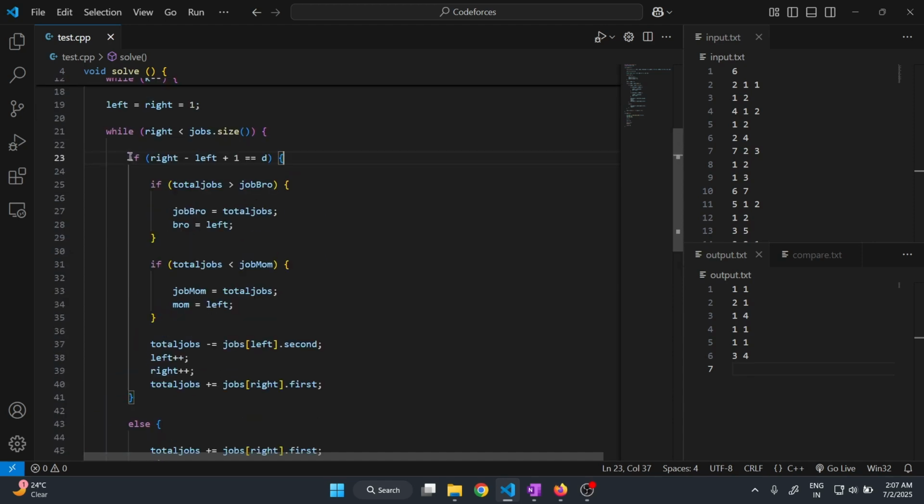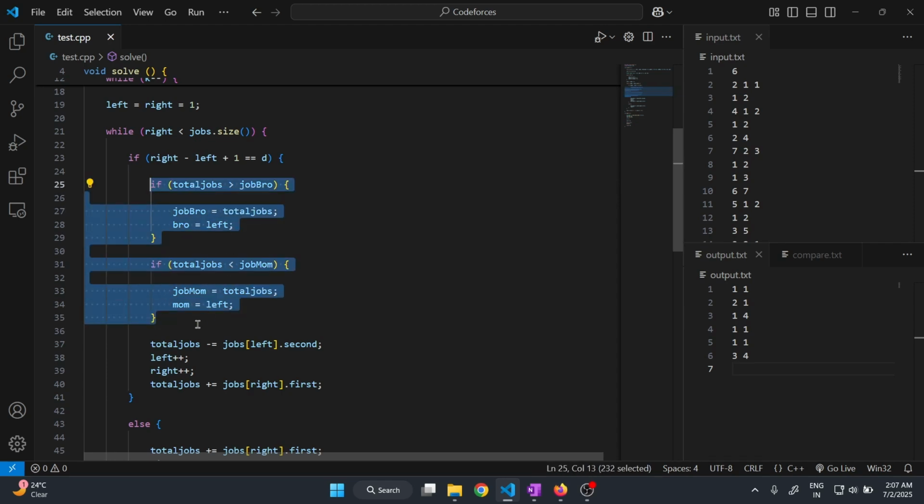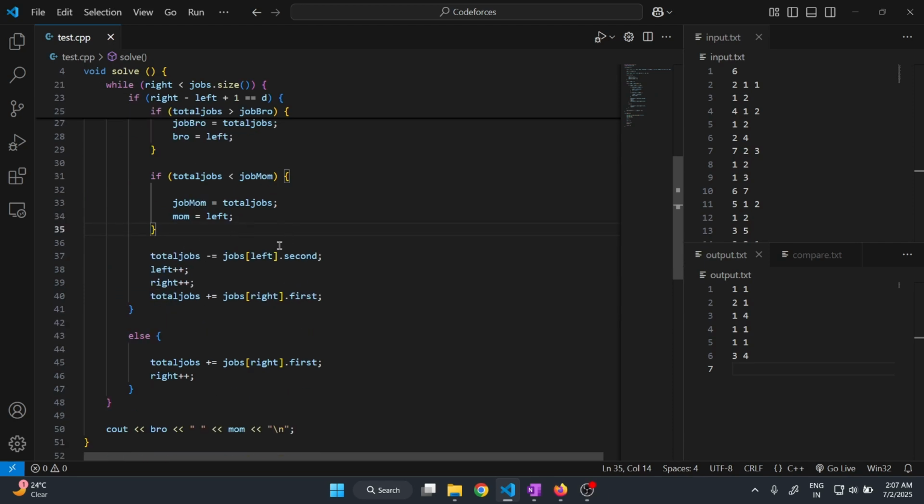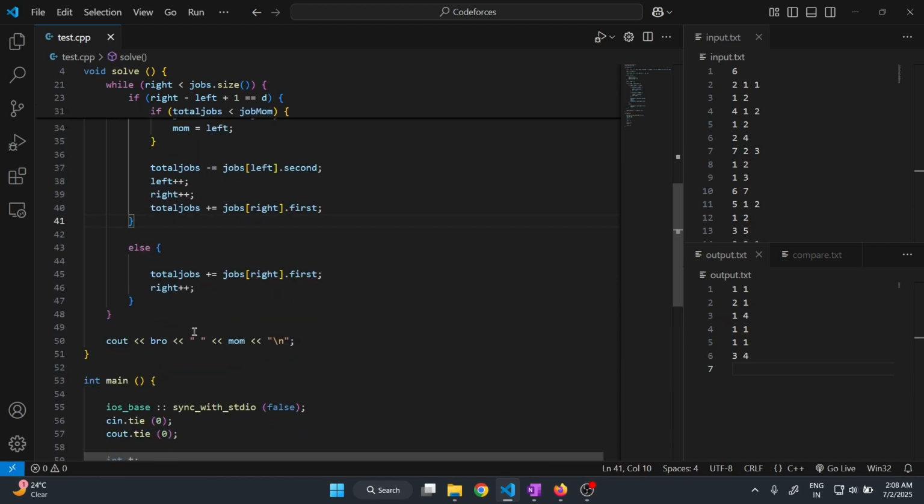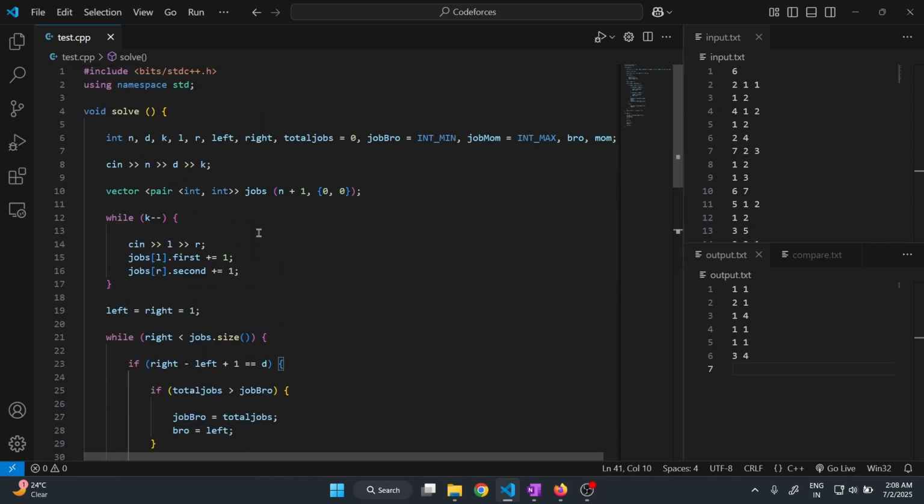If at a particular point I'm getting the window size to be d, I'll check the total number of jobs in that particular window, and I'll minimize and maximize it for mother and for brother and mother. Okay, maximize it for brother and minimize it for mother. So this is it. This part is very simple. And then I'll move my window ahead, and if there are jobs ending at the left index, I'll subtract it from my job counter, and if there are new jobs coming at the right index, I'll add it to my job counter. That's it. That's the simple implementation of this logic, right? So the code is very simple and you can just understand it very well.